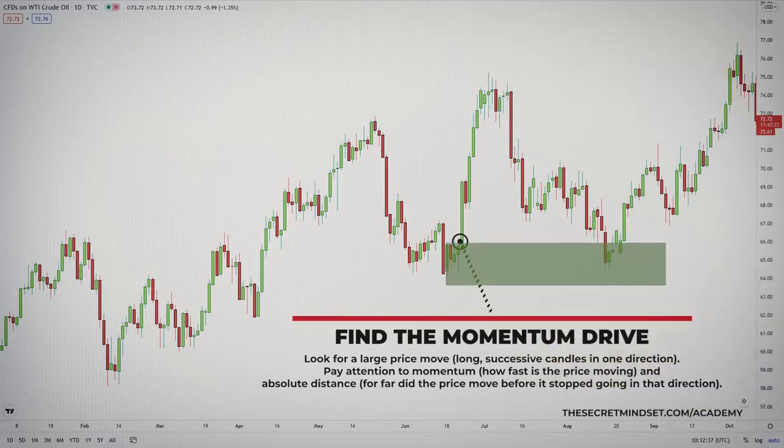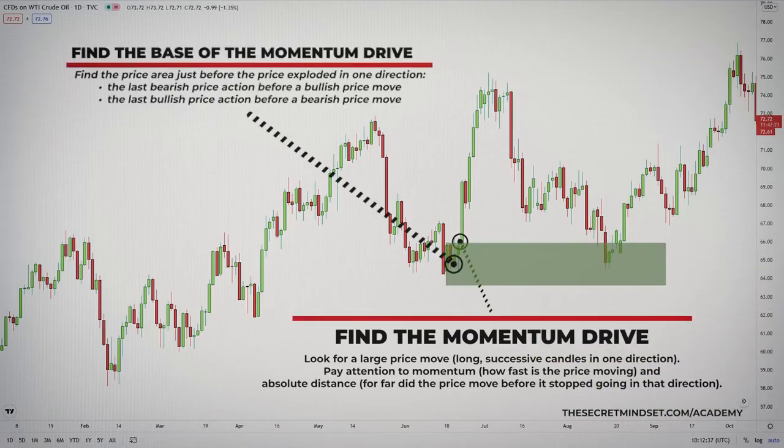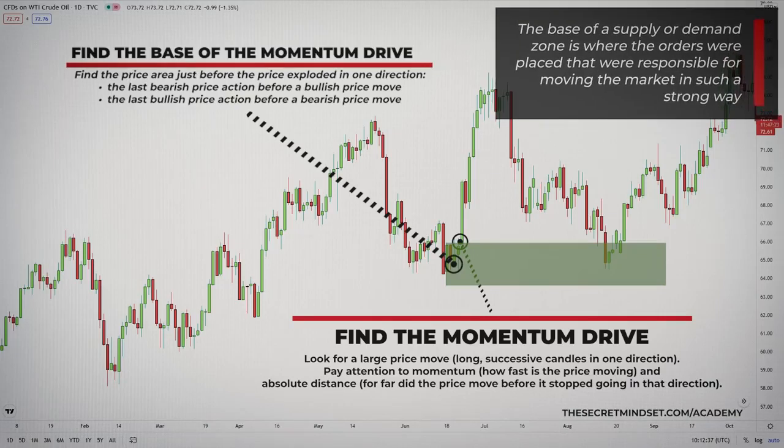Of course, the best price moves show both momentum and a large absolute distance. After you have found the momentum drive, you should define your base. With the base, I mean the price area just before the price exploded in one direction. Often, you will see a small consolidation before this happens, and that's the consolidation that you're looking for. Especially, try to find the last bearish price action before a bullish price move, and the last bullish price action before a bearish price move. This is the area that is responsible for the resulting move. The base of a supply or demand zone is where the orders were placed that were responsible for moving the market in such a strong way.